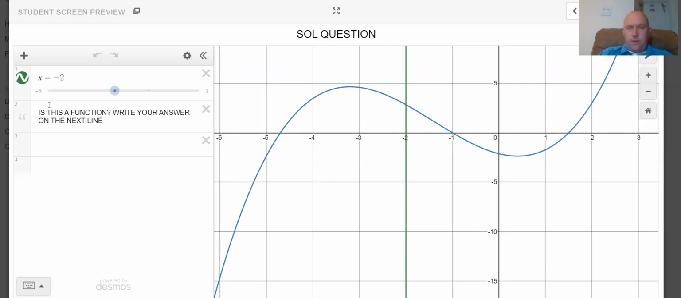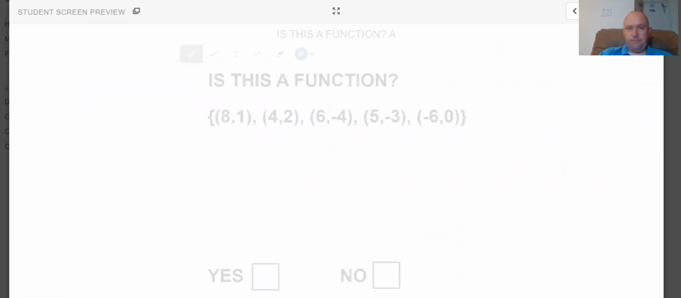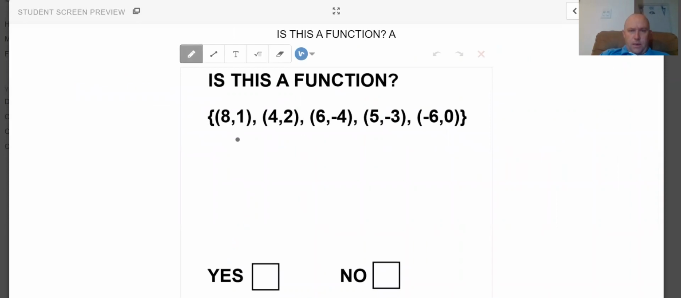And then we have some similar questions here. I put in the little slider so you can have a little check to see if you can figure out this one. So this one is a function. Wherever I put the line, it just goes through at 1 point, and that would be good. Let's have a look at our x values here. So I'm looking at the 8, the 4, the 6, the 5, and the -6. These all appear to be different. So I'm going to say that yes, that is a function.